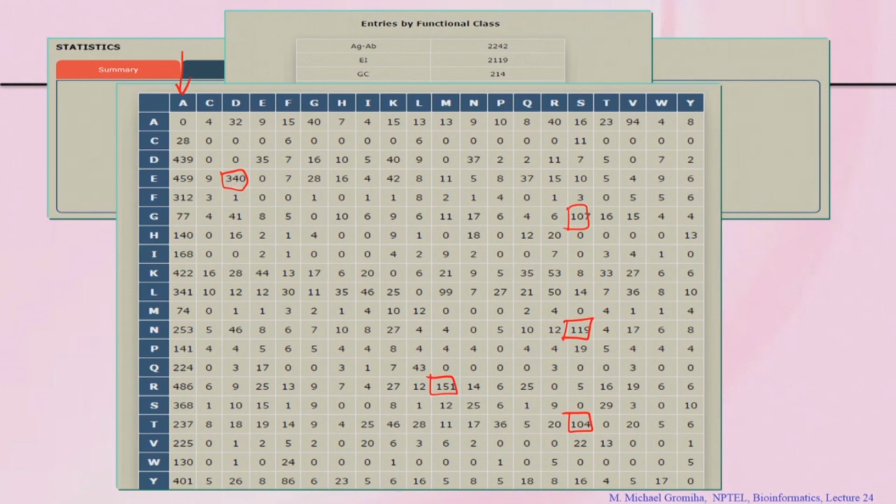Likewise, they did lysine to arginine, arginine to lysine, and leucine to methionine. So there are many mutations. This will tell you how far the binding affinity changes with respect to amino acid mutations.